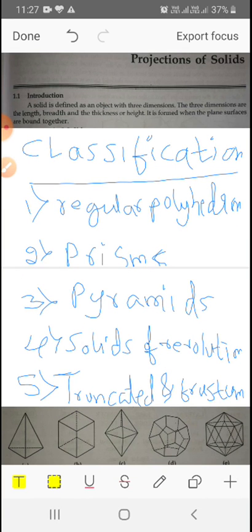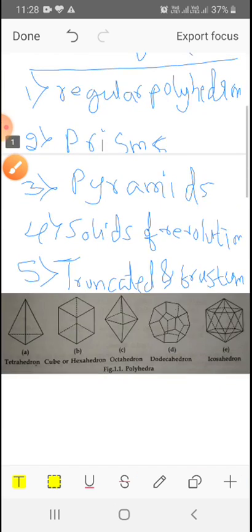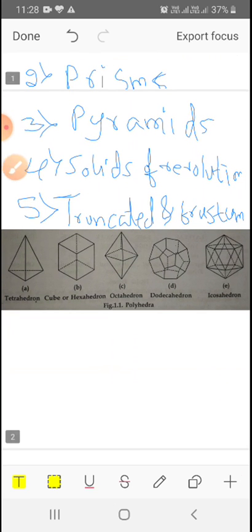Let us discuss the next topic, classification. There are 5 different types of classification of solids. First, regular polyhedron. Second, prism. Third, pyramids. Fourth, solids of revolution. And finally, truncated and frustum of solids. The first one in the classification of solids is regular polyhedron.